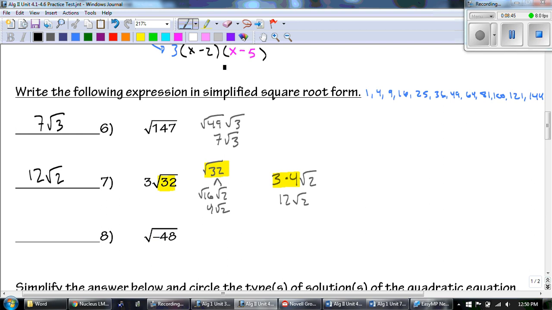All right, and the last one, number 8, I'm just going to rewrite number 8 over here. So we have negative 48. The first thing that I notice is that it's negative, so there's an i that comes out. And then 48, what does that break down into? Well, not 36, not 25, but yeah, 16. So then we get 4i square root 3.